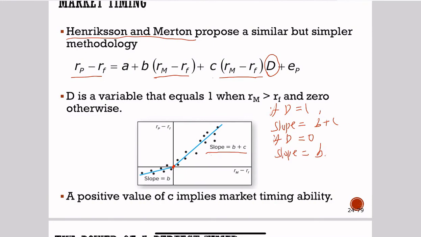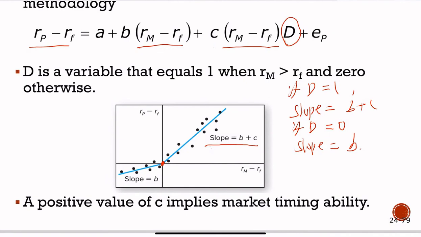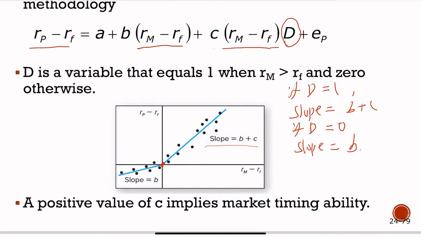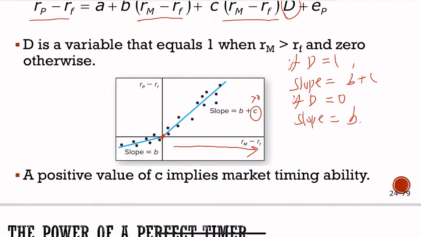So you can draw a picture like this. Whenever the market return is larger than this RF, C is larger than 0, right? So this again tells you that if the market outperforms the risk-free rate, then you will invest more in the market. That's why you have a larger slope when RM is larger than RF. So this again implies market timing ability.